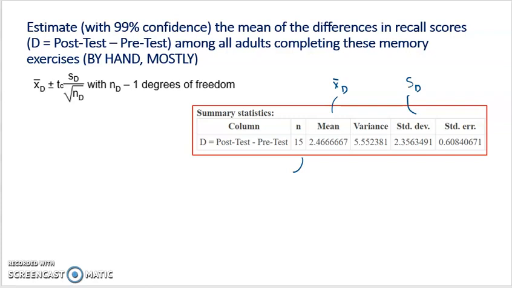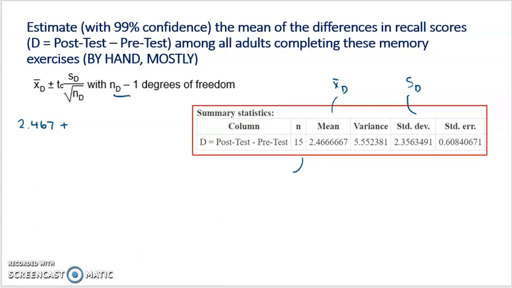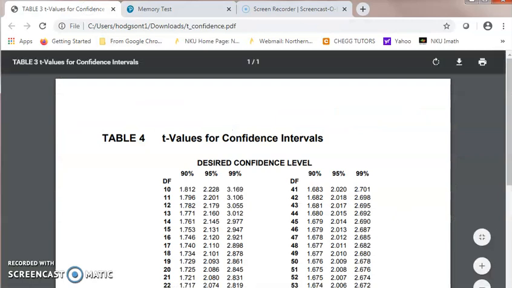So with this, we can just plug the information in. We've got X bar of D, which is 2.467, round to 3 decimal places, plus or minus some critical value. Now, where do we get that critical value? That critical value for 99% confidence, we've got 15 differences. Number of differences is how you find your sample size, minus 1. So go to the T confidence table, 14 degrees of freedom, 15 minus 1, 99% confidence, 2.977 is the value.